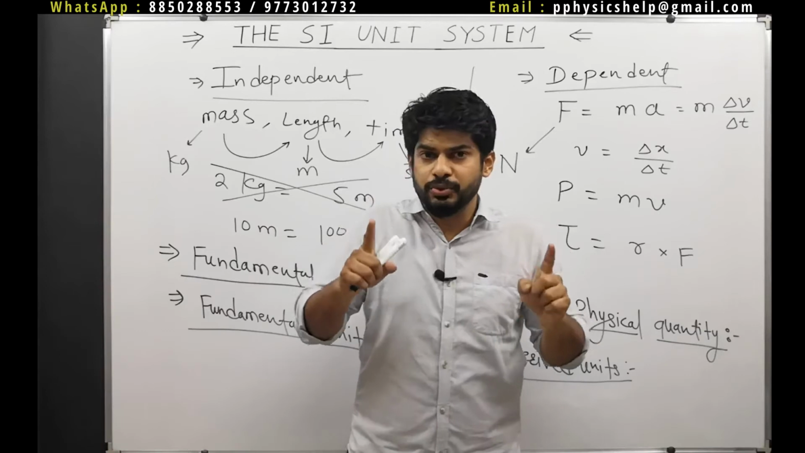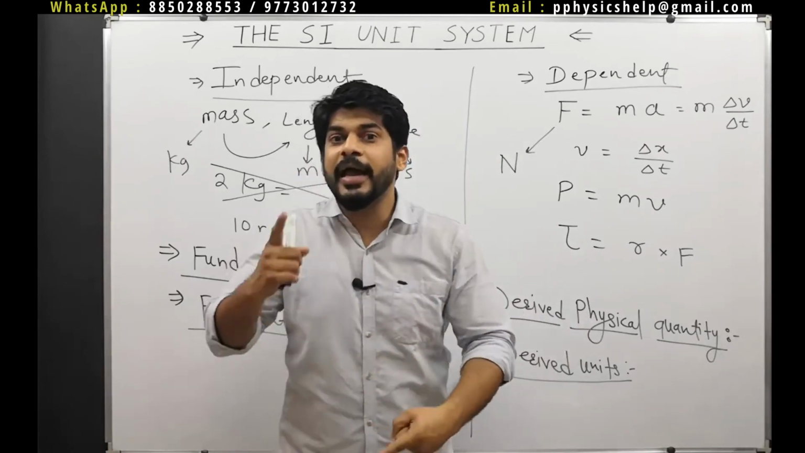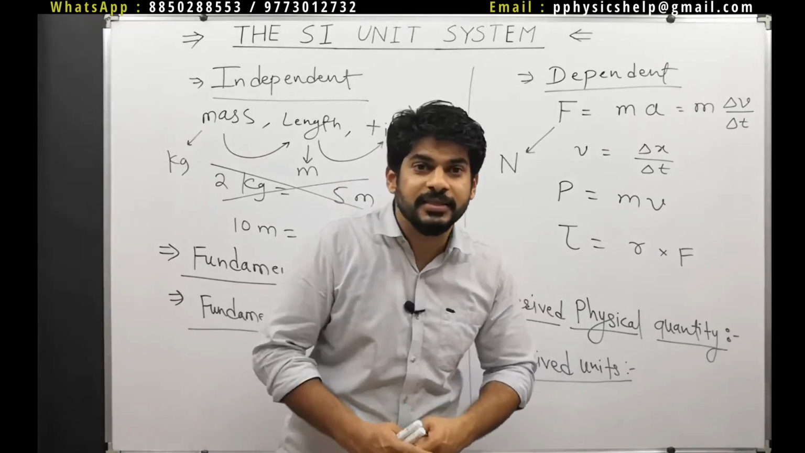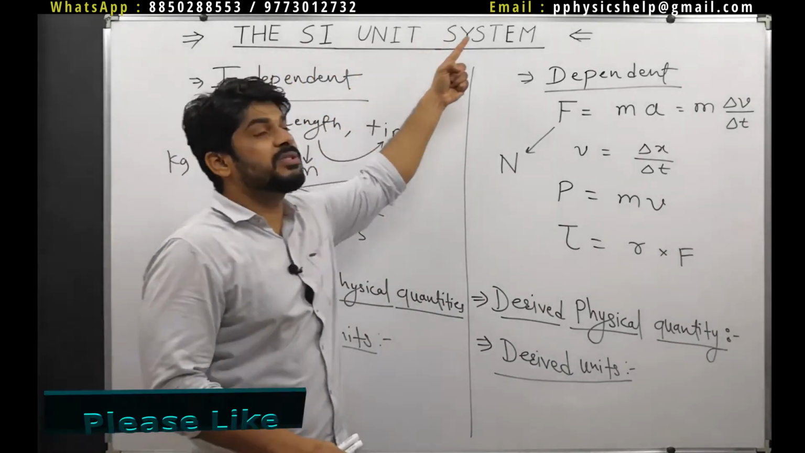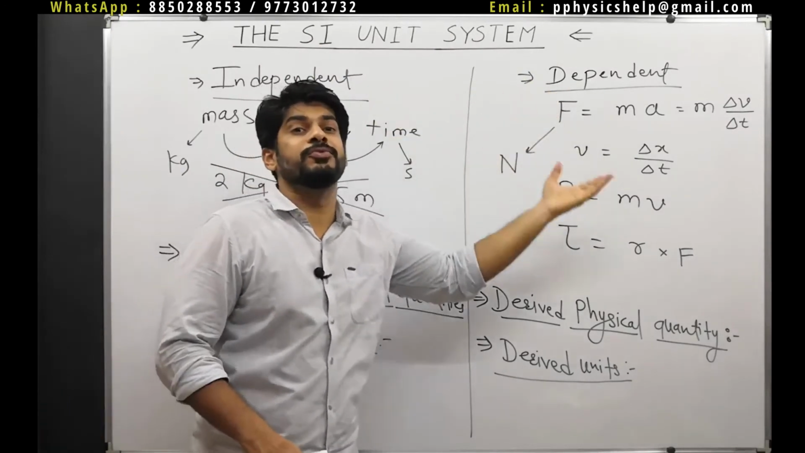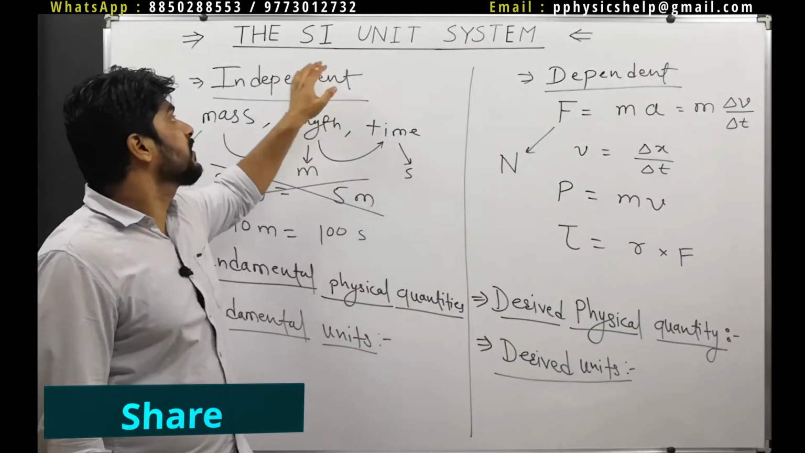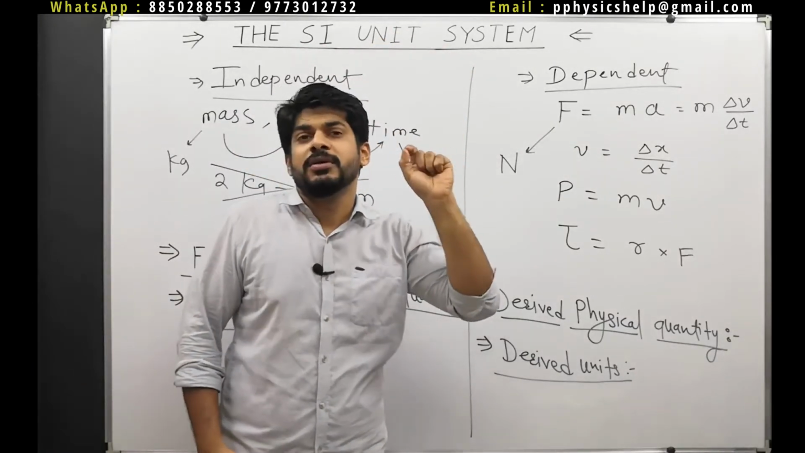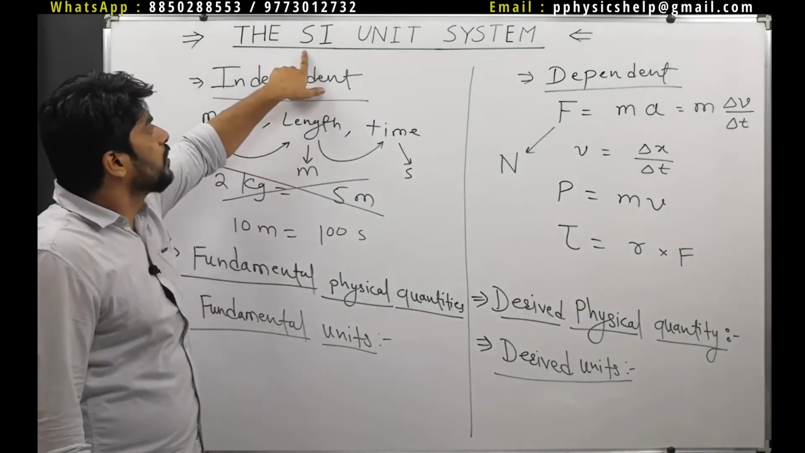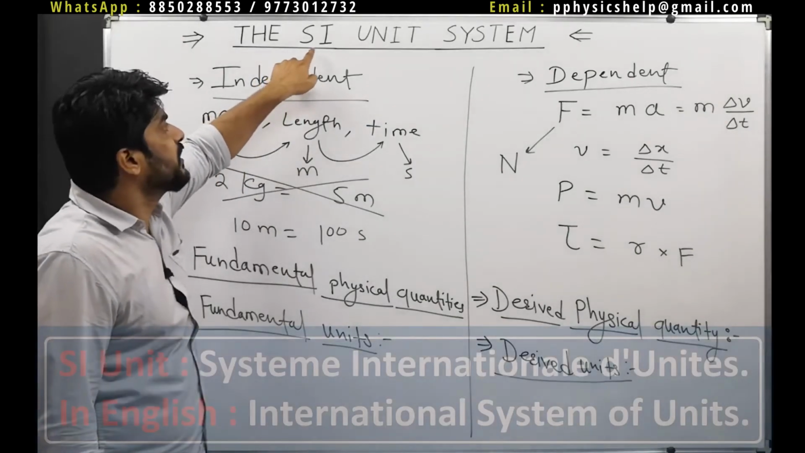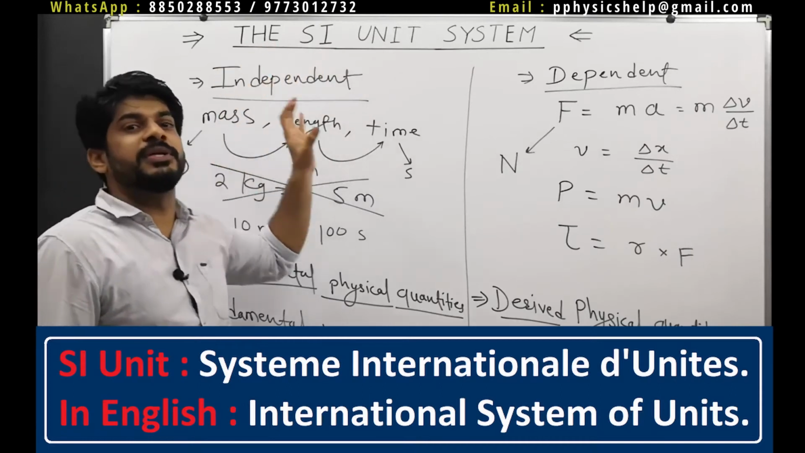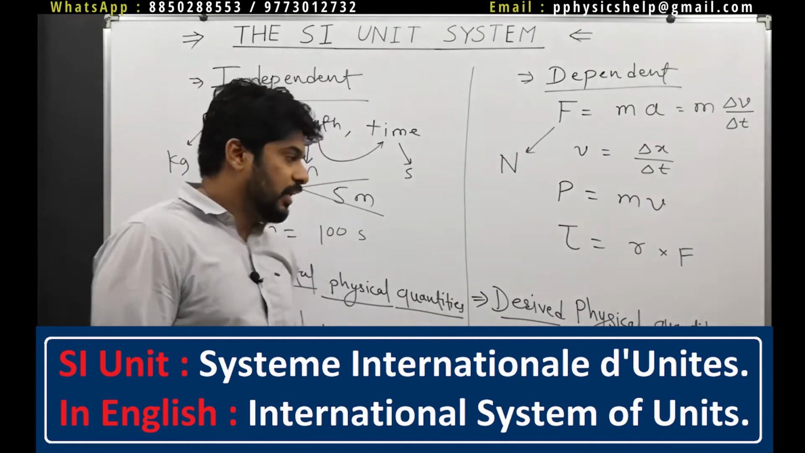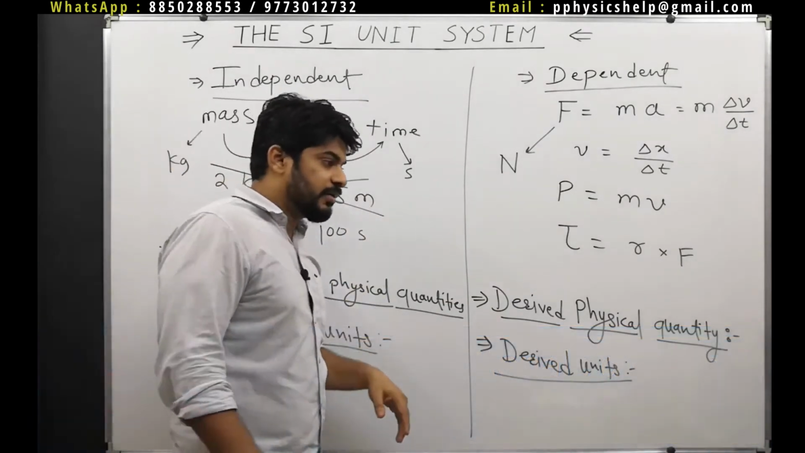So they introduced a new system of units, and this system of units is known as the SI unit system, or SI system of units. SI means what? It's an abbreviation for Systeme Internationale d'Unites. I will just clean this up so that I can write here.